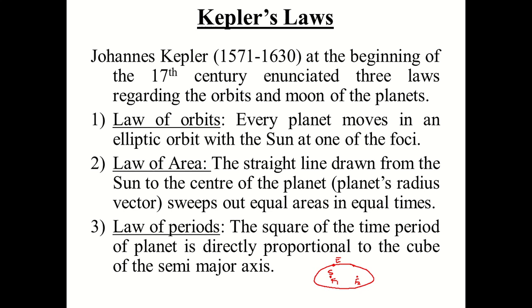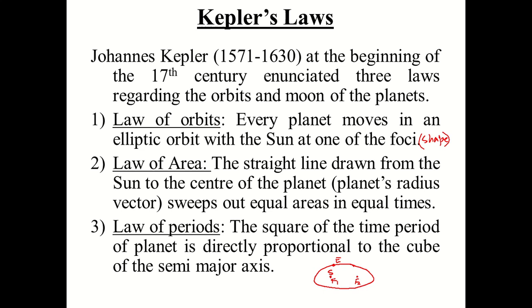So that is the first law regarding the orbital motion, and it gives the shape of the orbit. The first law gives us the shape of the orbit. Now the second law is called the law of area. It states that the straight line drawn from the Sun to the center of the planet, which is called the planet's radius vector, sweeps out equal areas in equal intervals of time.